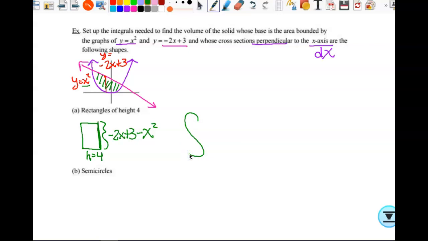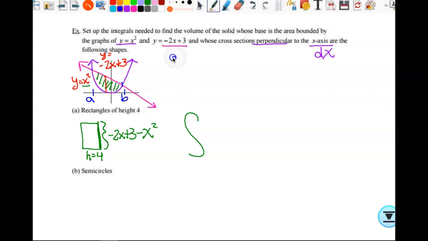Do I know my limits of integration? No, I've got to find them, right? Okay, but this is not a calculator question. So what am I going to do if I can't graph it on the calculator? Yeah, set them equal to each other. This is going to be my A, this is going to be my B. If it was a calculator question, we can find them on the calculator, but we don't need the calculator on this, so we need to know how to do it that way too.